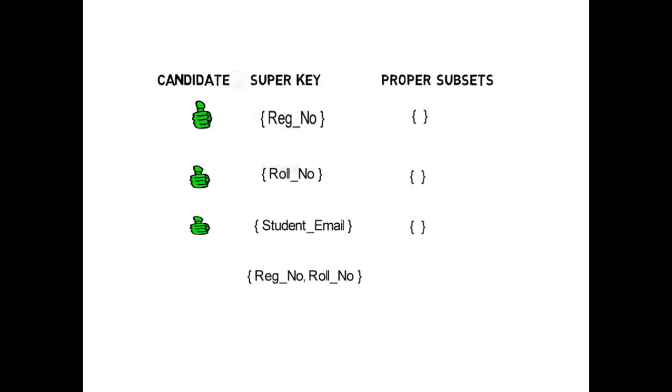The next super key is registration number and roll number. Here it is a combination of two attributes acting as a super key. So what are the possibilities for the proper subset? Excluding one element, there are two possibilities: one is registration number and the other is roll number. This registration number is already available in the set of super keys. This roll number is also available in the set of super keys, and that's why, as per the definition, this attribute combination is not eligible to be a candidate key. I hope you got all this.